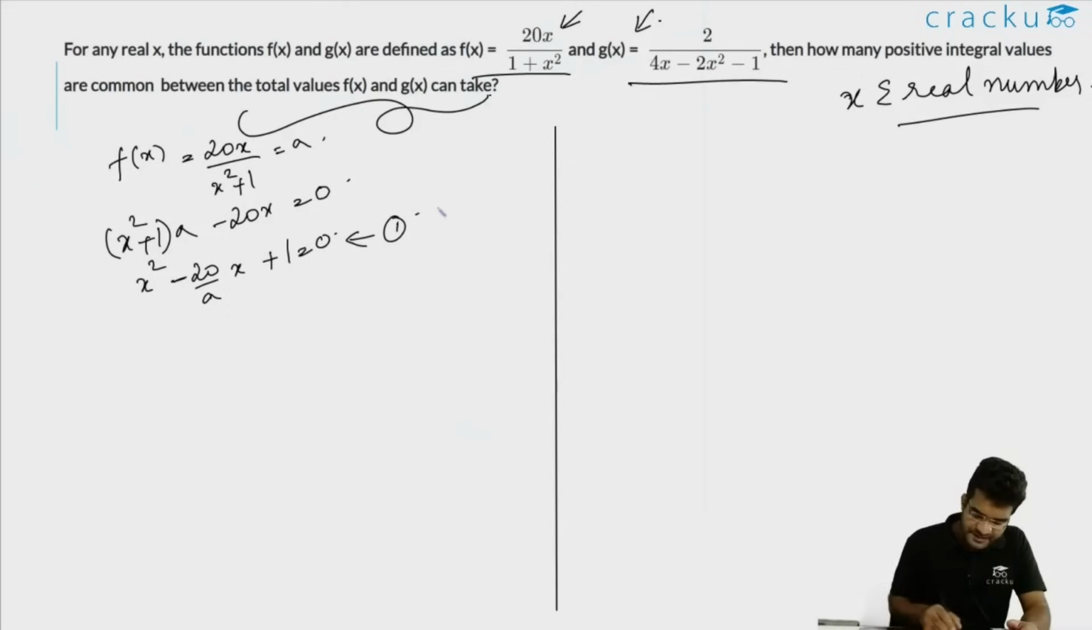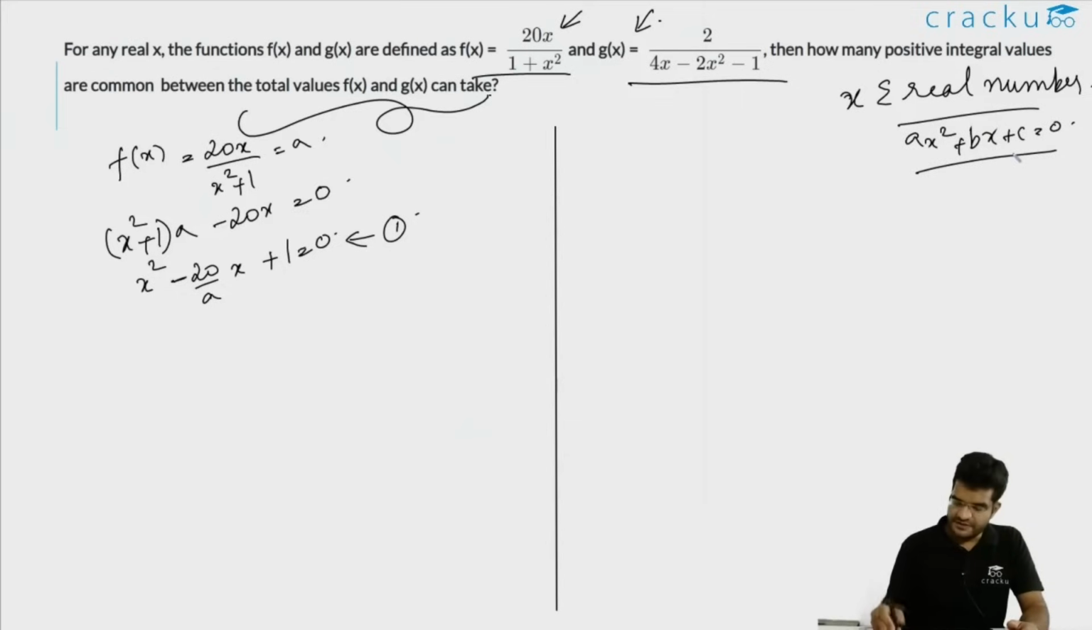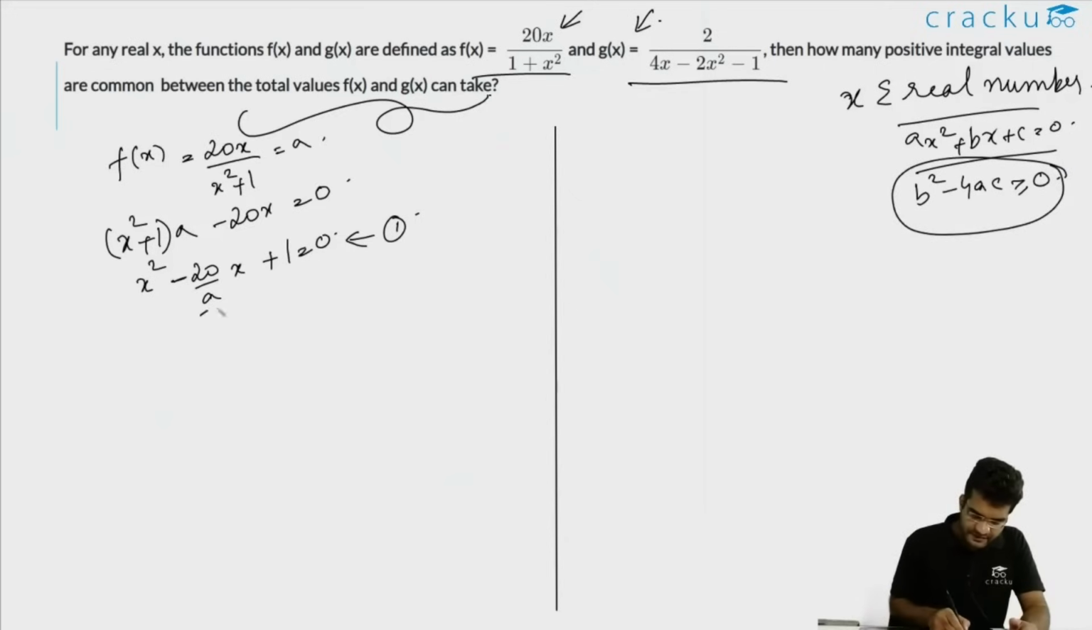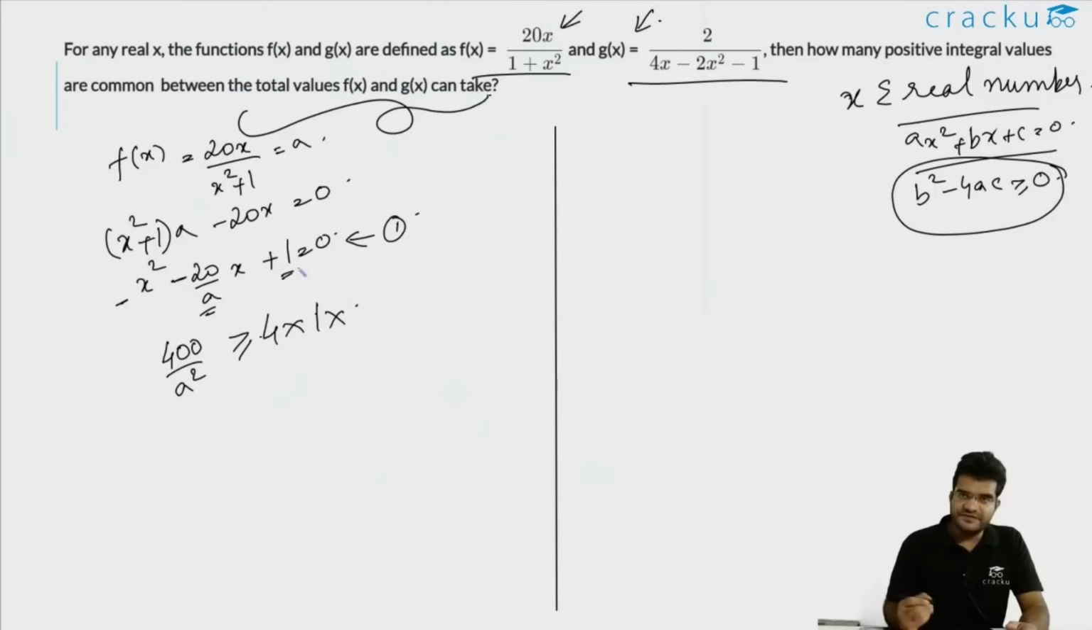For any quadratic equation ax square plus bx plus c is equal to 0, for this equation to have real roots, b square minus 4ac has to be greater than or equal to 0. This is the rule of quadratic equations. So over here b is the coefficient of x, which is minus 20 by a. Therefore b square will be 400 by a square. This has to be greater than or equal to 4ac, that is 4 into a, which is the coefficient of x square, which is 1, into c, which is the constant term, which is also 1, or 100 by a square has to be greater than or equal to 1.